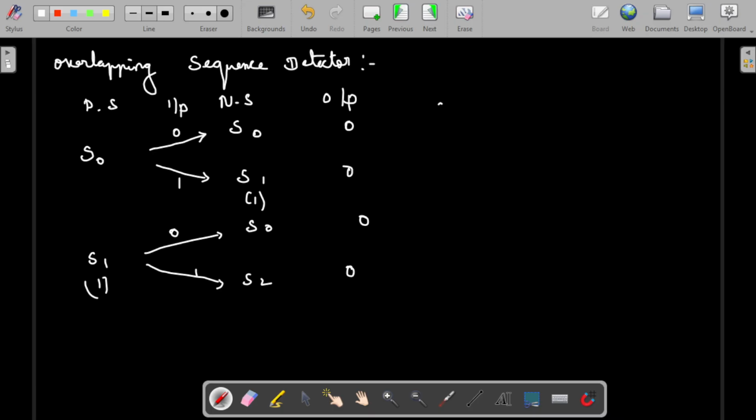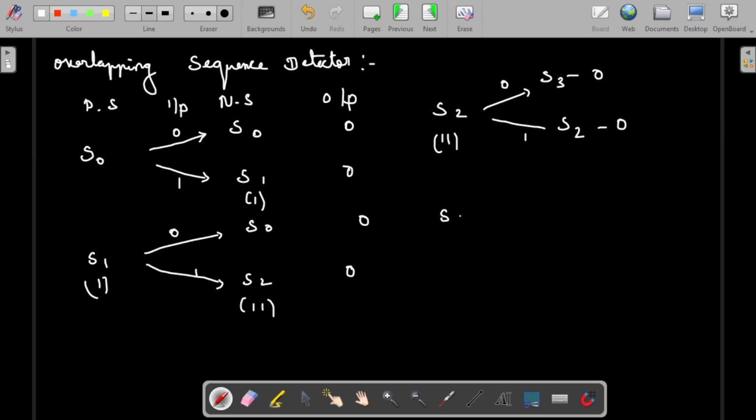So here it is S2. S2 is nothing but 1 1. So here if it is 0, it will go to the next state and output will be 0. If it is 1, then it will again go to the S2 state and output will be 0. So this is 1 1, and here it is 1 1 0.